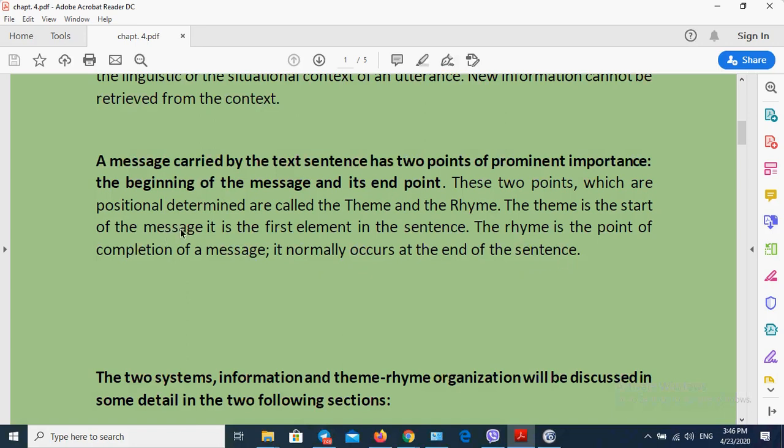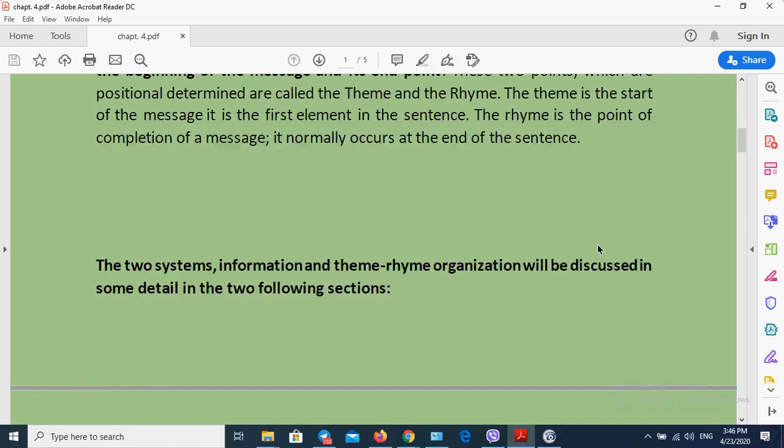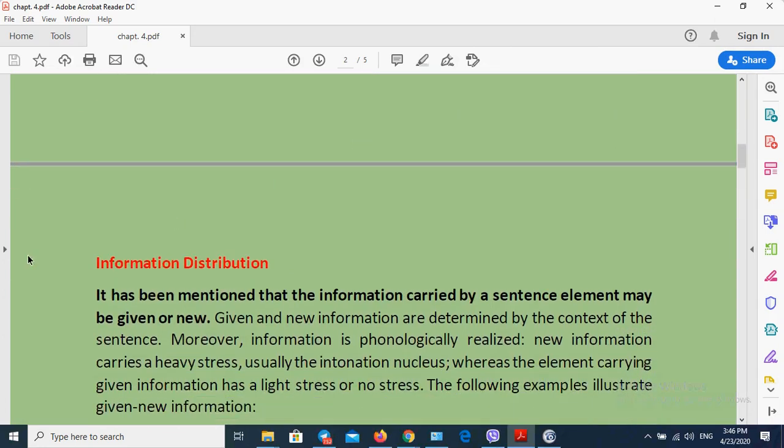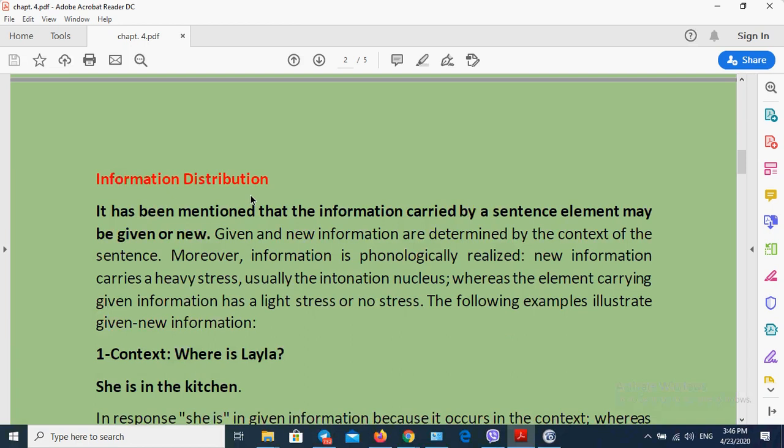Okay, we have two important points as we have discussed: the theme and the rheme. The theme occurs at the beginning of the sentence, and the rheme occurs at the end of the sentence. Both of them start and end the message, at the first and the last element of the sentence. Let's move to the next. We have here the two systems, information and theme-rheme organization, which will be discussed in some detail in the two following sections. Let's see here what we are doing with information distribution.